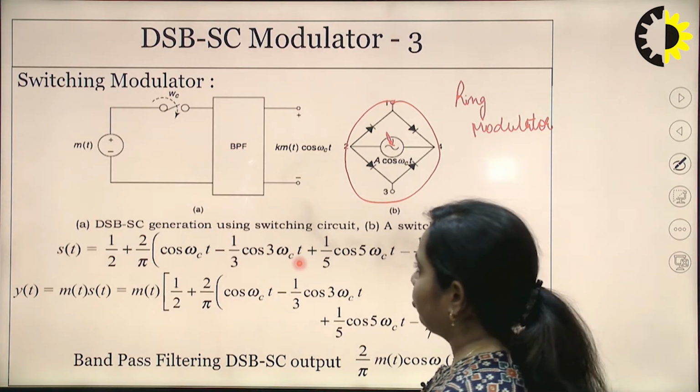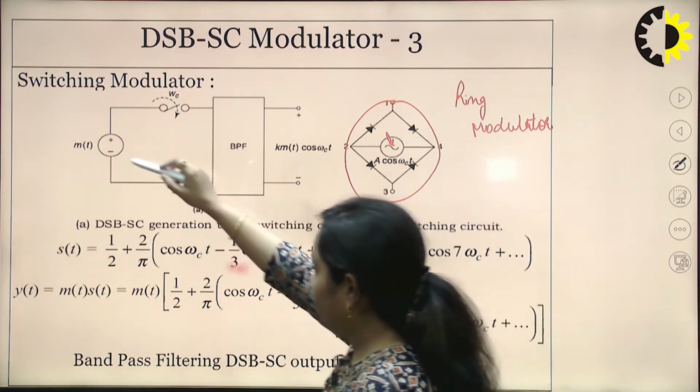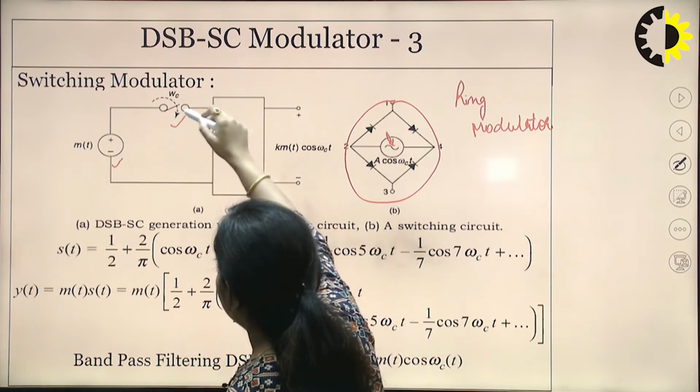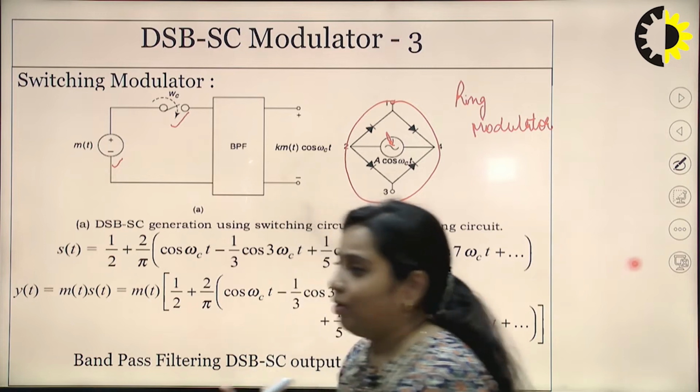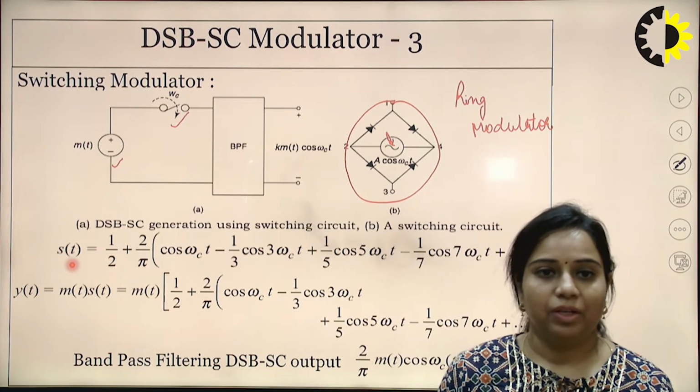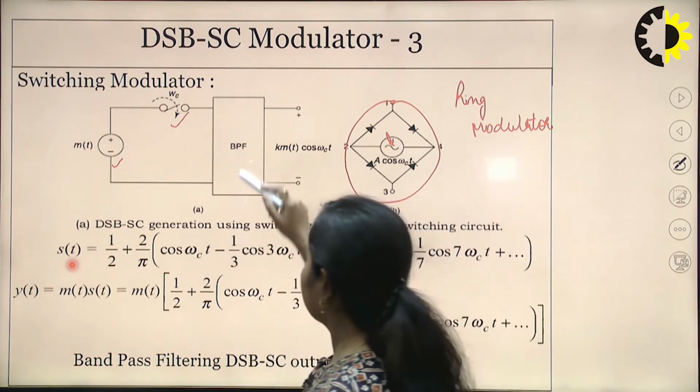So this is a switching modulator where m(t) is the message signal. This is a switch which is being switched on and off depending on the values of the carrier signal, and this is a band pass filter.